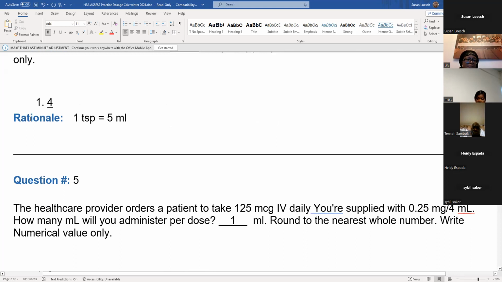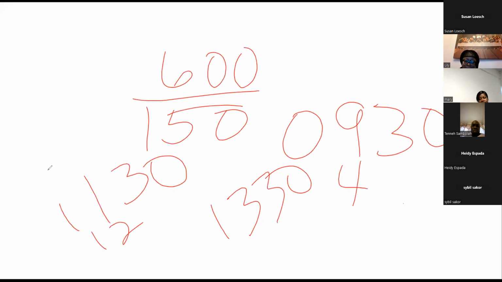All right, again, this is asking you how many mLs will you administer per dose. As soon as you know it's a dose, it's always going to be desired over have. What's the issue here? Change the mg to mcg. So however you want to do it, you're going to convert. Everybody got their numbers? Yes. 2. Make sure everybody knows what they're doing here.